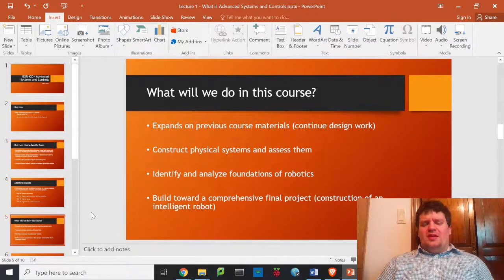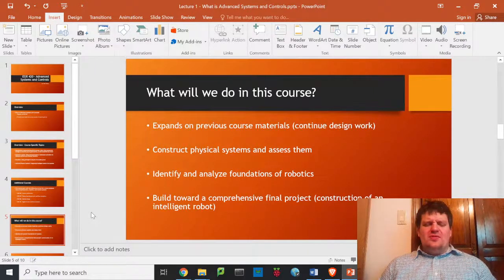Now, what are we going to be doing in this course? We're going to be expanding on our previous course materials, like I've said. The goal here is I want to make this more of a design experience. We're going to be doing mini projects. A lot of the mini projects are, can you integrate X into a system? And just give you a little bit of experience with working with different components that you might see in an advanced control system. How do they operate? How do you make them work?